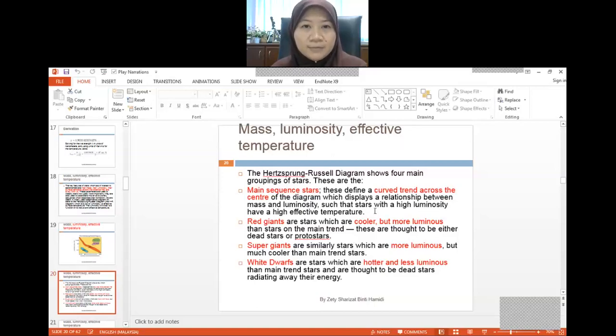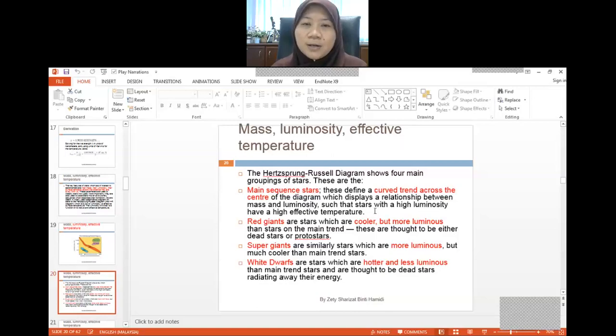And then it moves on to the white dwarf. When we talk about dwarfs, of course, the size will be decreasing. The size gets smaller. But the unique thing about the white dwarf is that it is hotter. It can be 10,000 to 50,000 Kelvin, but less luminous, meaning the size is smaller compared to the supergiant and the red giant. So this is thought to be a dead star, and it will radiate away its energy.